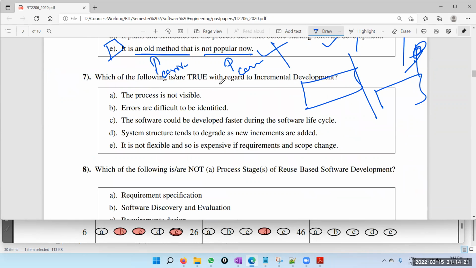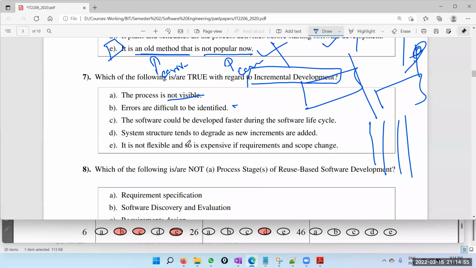Question 7. Which of the following is or are true with regard to incremental development? Incremental development means another name for iterative development. At the end of each iteration, more features have been added. The process is not visible. I don't know what is meant by not visible. Errors are difficult to identify. The software could be developed faster during the software life cycle. All are debatable answers.